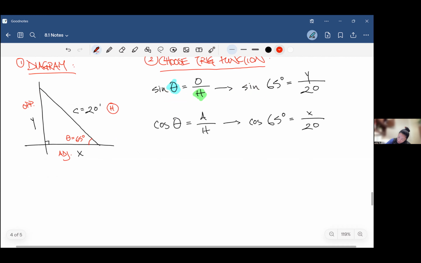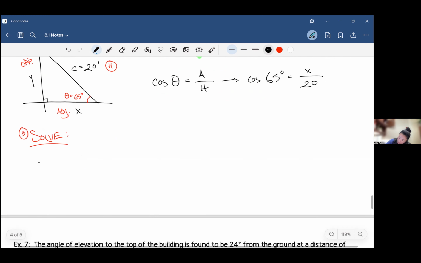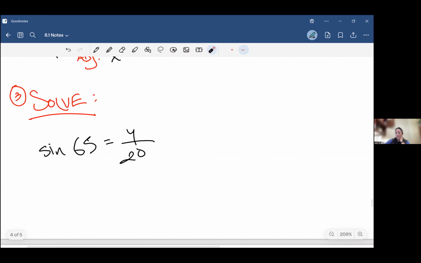All right, now let's go ahead and solve for what we want. Okay, so I'm going to take that sine 65 equals y over 20. And I might notice that this y is divided by 20. So to get rid of the 20, I'm going to multiply it to the other side. And so I'm going to get y equals 20 sine 65.